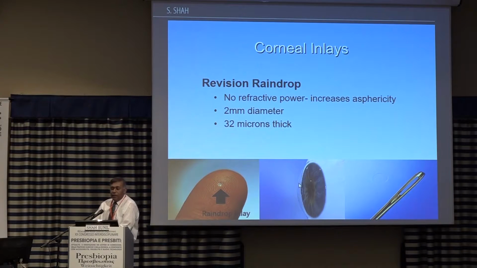Another one is called the Revision Optics Raindrop. So you can see the actual size, and you have to get this into the corneal pocket without wrinkling it, and right in the center. It takes a little bit of practice, and again this is a needle, and you can just about see the device there. You're just trying to change the asphericity of the cornea. It doesn't have any actual refractive power. This device is a little bit thicker than the others at 32 microns.